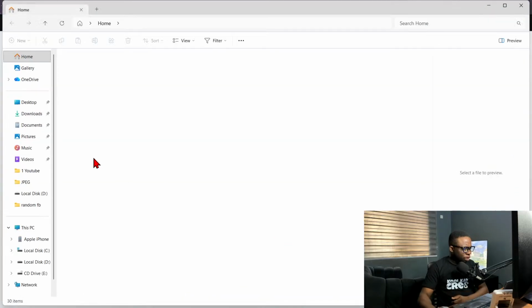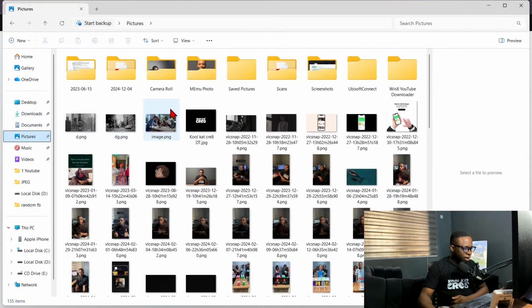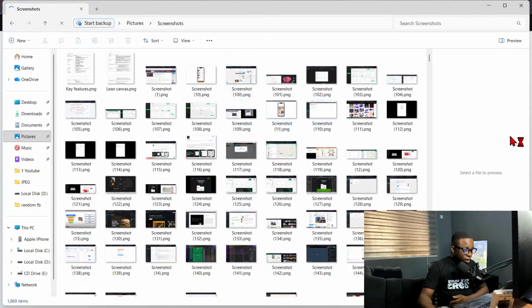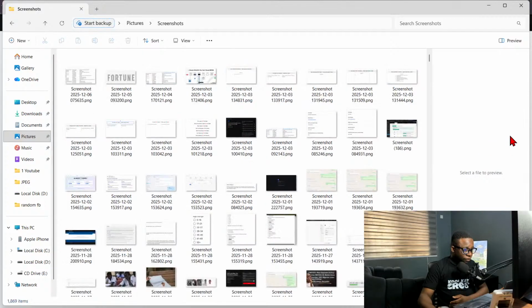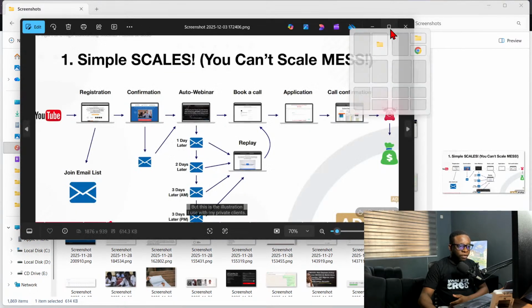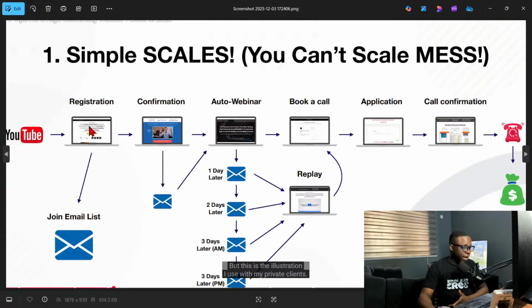I think there was one I saw. Let me see if I can quickly get it from my screenshots, just from a video that I saw a few days ago. Yeah, this is it. This is another sales funnel, right? From a particular guy. Same registration, confirmation, email, booking, application. Same thing. It's a simple thing.